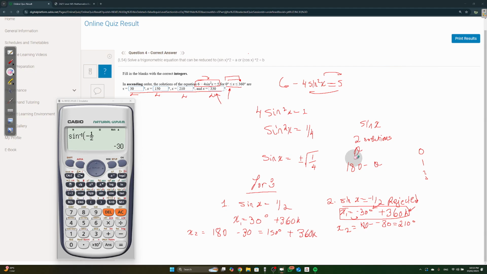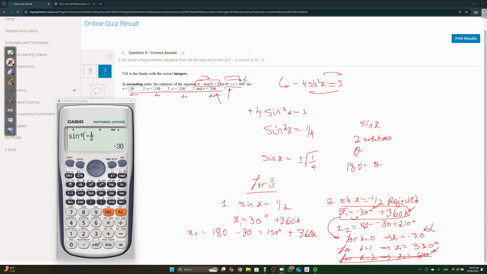So here's what you do. When working with k, for k equals 0, x1 is equal to negative 30, but that's rejected. For k equals 1, x1 is equal to negative 30 plus 360, which is 330 degrees. Then you can try k equals 2, and you're going to see that it's 690 degrees. This is way larger than our maximum value, so obviously that's rejected.